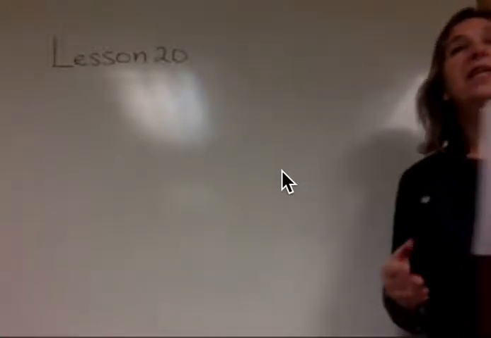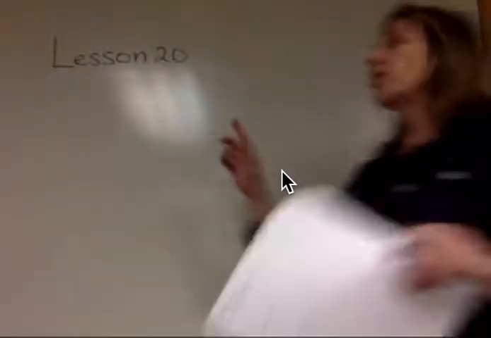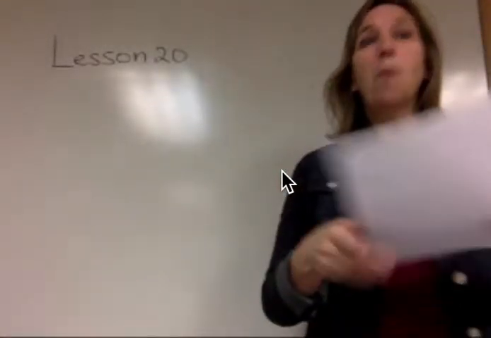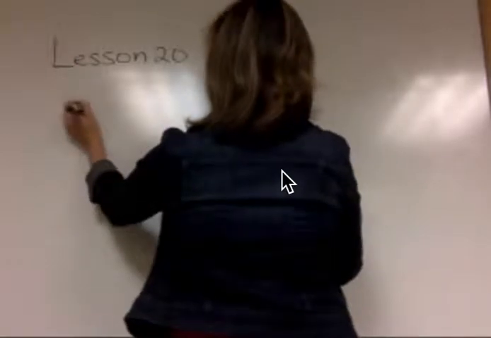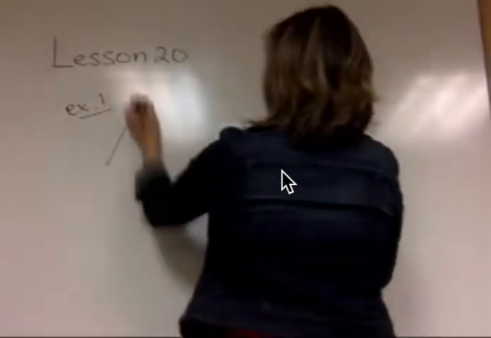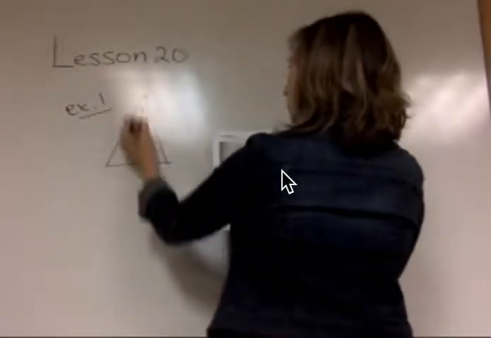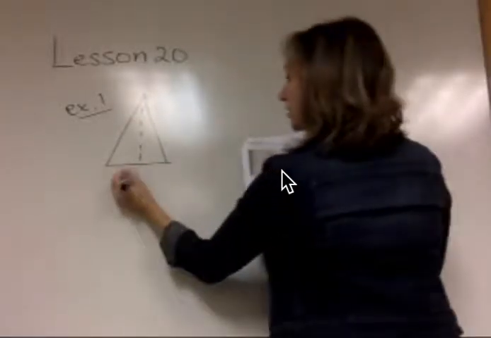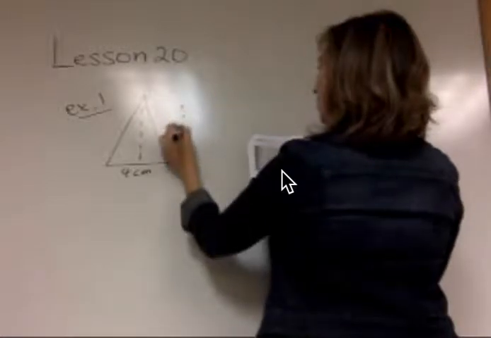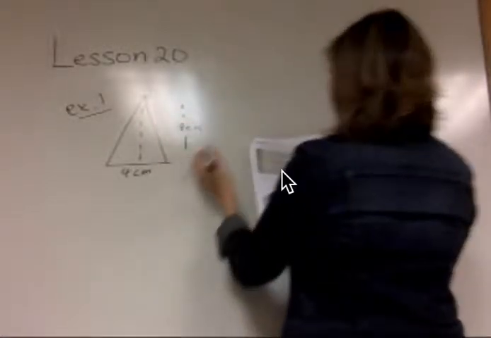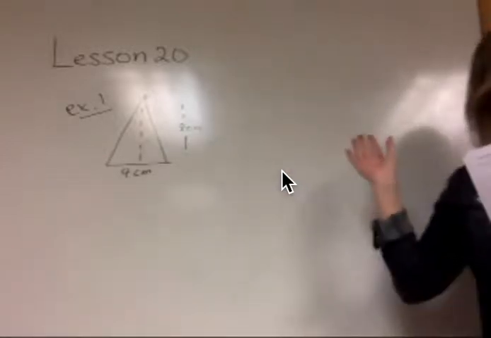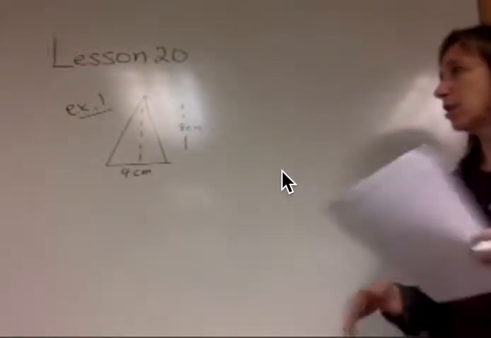All right, lesson 20, we're going to find volume of a right solid. Now, to find the volume of a right solid, all you do is find the area of the base times the height. These are pretty easy. So the first one is the base of the solid looks like this. What shape is that? Right, so this is 4 centimeters down here, and it's 8 centimeters tall. And the figure looks like a 3-dimensional triangle thing.